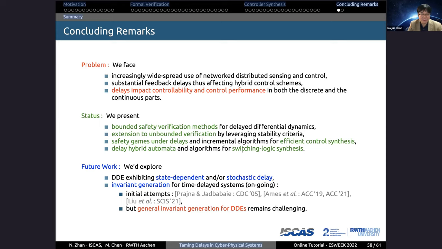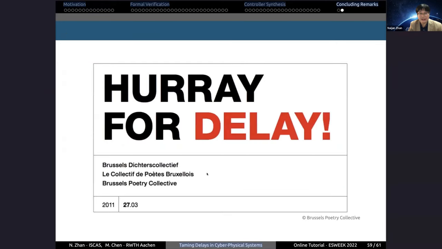Regarding the future work, there are lots of remaining challenges. For example, delay differential equations exhibiting state dependent and or stochastic delays, also the generalization for time delays. Actually, you see that in recent years, some initial attempts have been done. For example, originally by Prajna and Jadbabaie's paper, they extended barrier certificates from ordinary differential equations to delay differential equations. Some work by Amos' team and also some work from my group. But general invariant generation for delay differential equations still remains challenging.